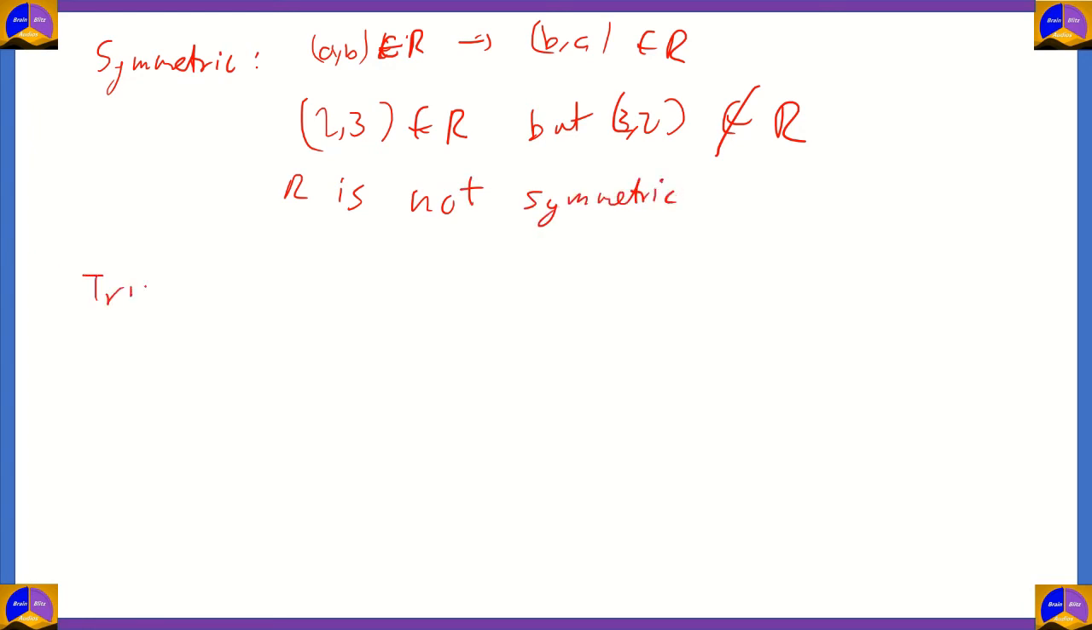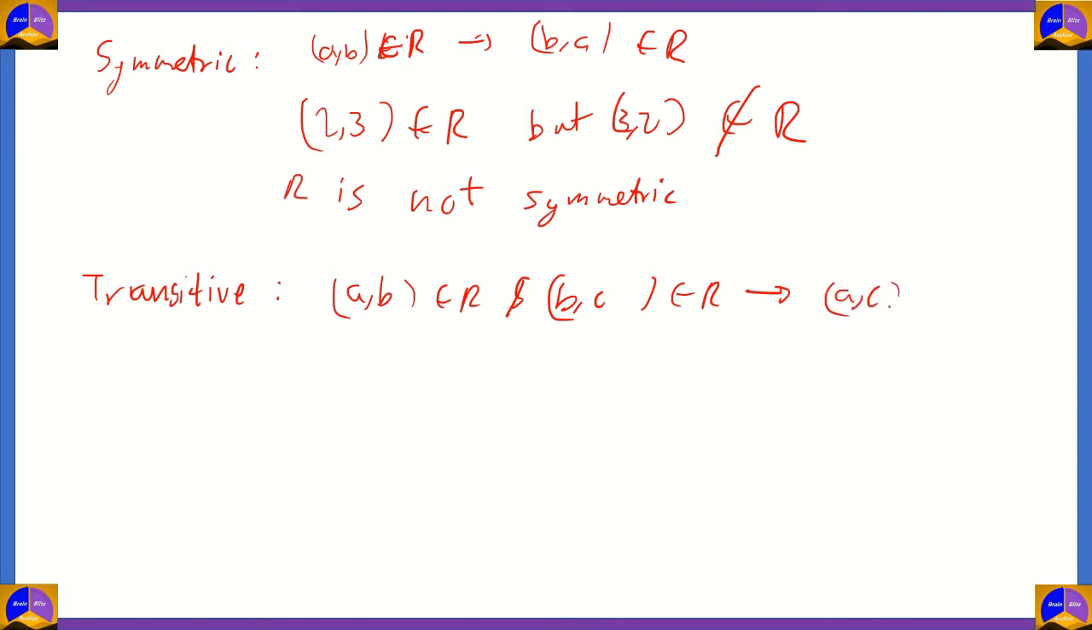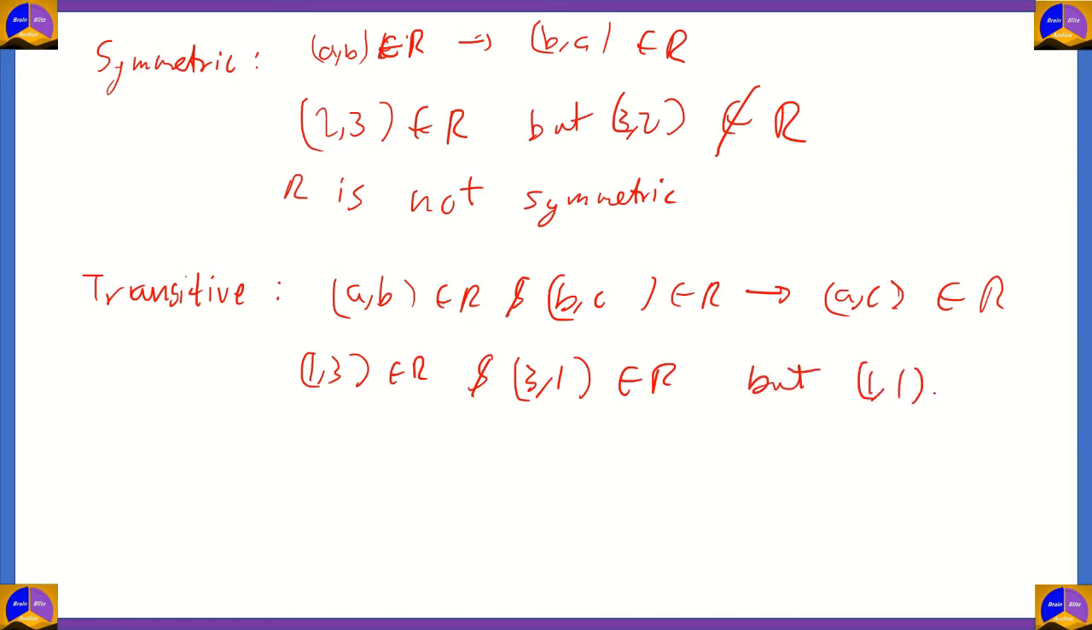Now what about transitive? For a relation to be transitive, (a, b) belongs to R and (b, c) belongs to R implies that (a, c) must also belong to R. In this case, (1, 3) belongs to R and (3, 1) belongs to R. But (1, 1), this term is not belonging to the relation R. So therefore, R is not transitive.